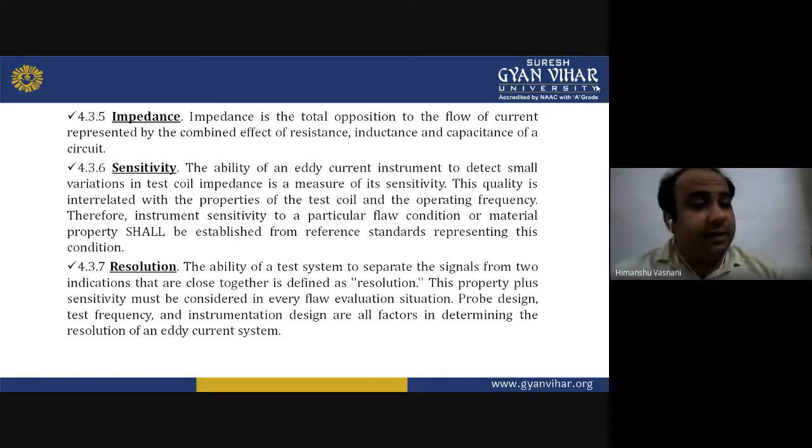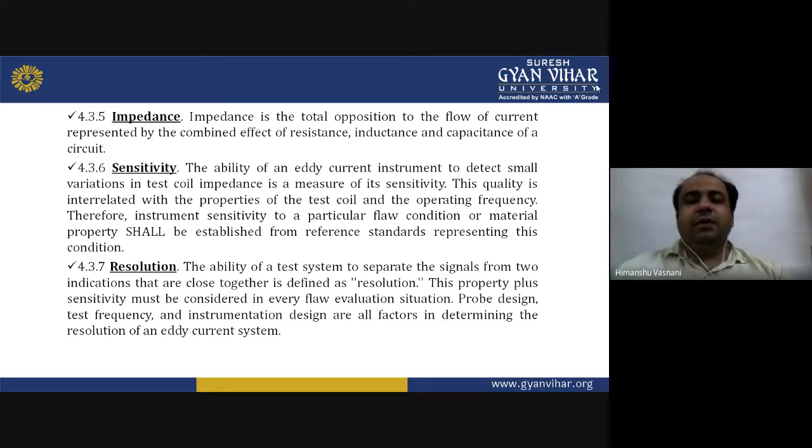Okay, now the impedance. These terms are important when you study eddy current testing because they help us understand this testing technique better. Impedance is the total opposition to the flow of current, represented by the combined effect of resistance, inductance, and capacitance of a circuit.